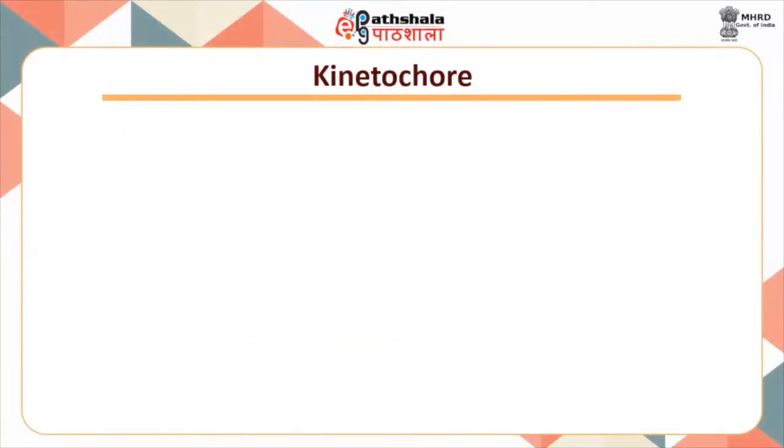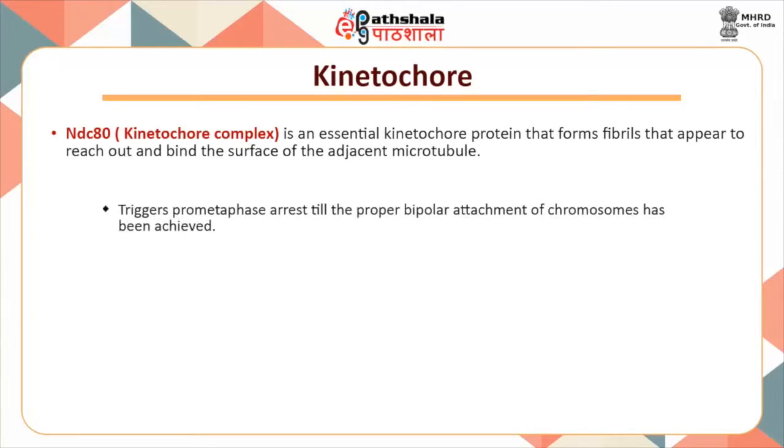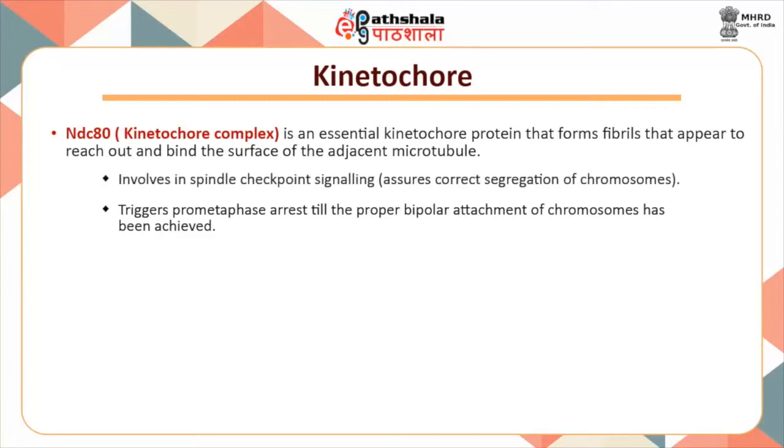Two proteins, NDC80 and CENP-E, play important roles in mitosis during prometaphase. The NDC80 kinetochore complex is an essential kinetochore protein which binds the surface of adjacent microtubules by forming fibrils. If the chromosomes are not properly attached from both the poles, it can trigger prometaphase arrest. So, basically it is involved in spindle checkpoint signaling.